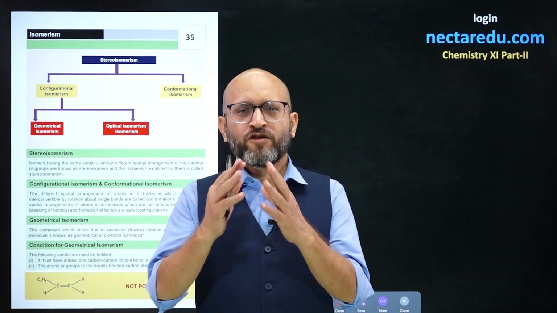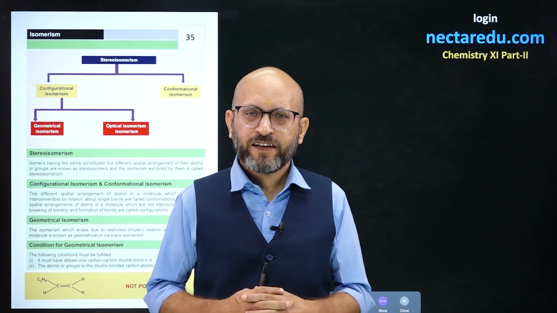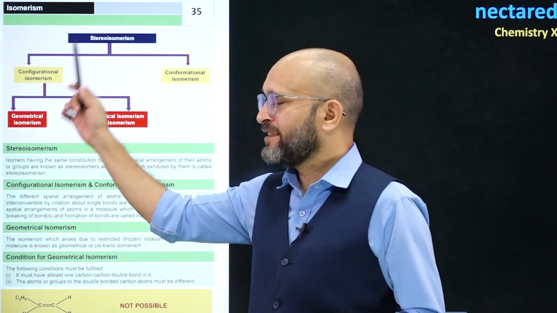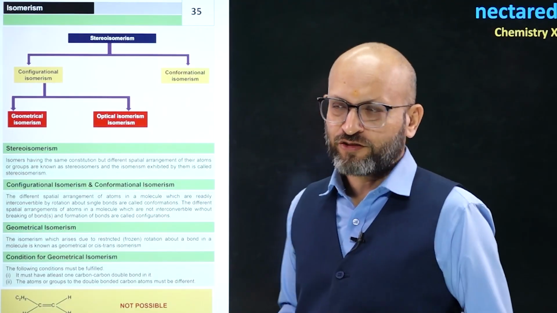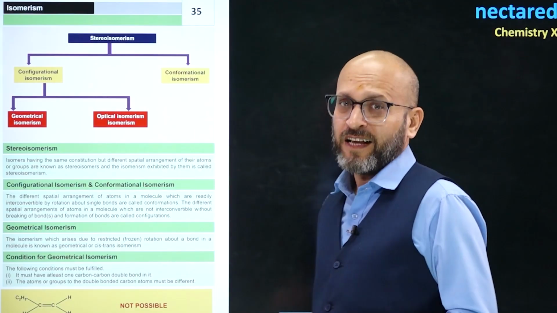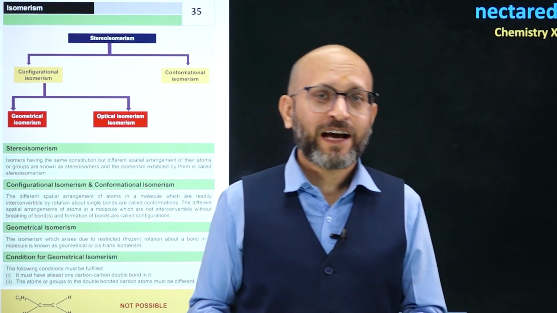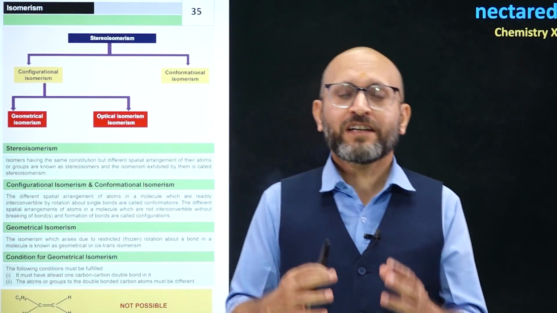Stereoisomerism can further be divided into two types. What are these types? You can either have configurational isomerism or conformational isomerism. Configurational isomerism can further be divided into geometrical isomerism and optical isomerism. So what are these types?